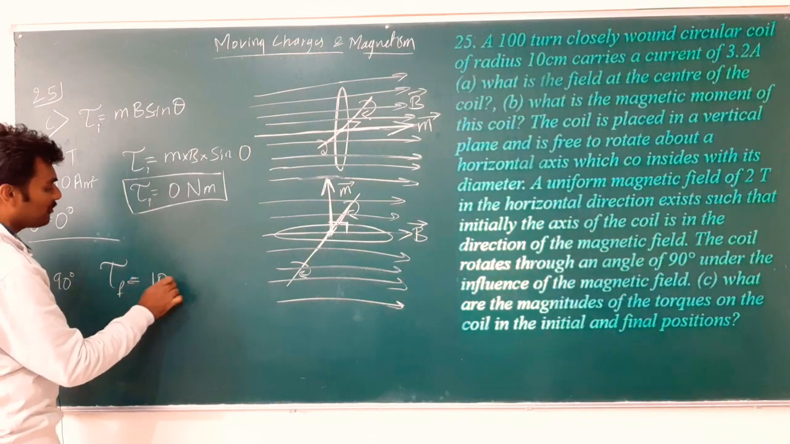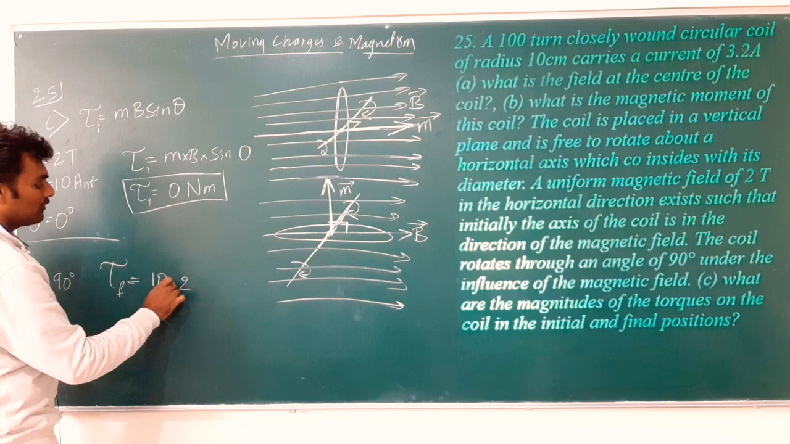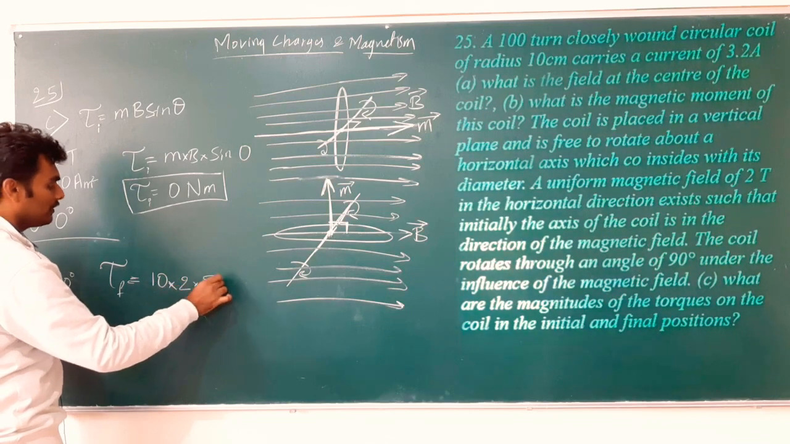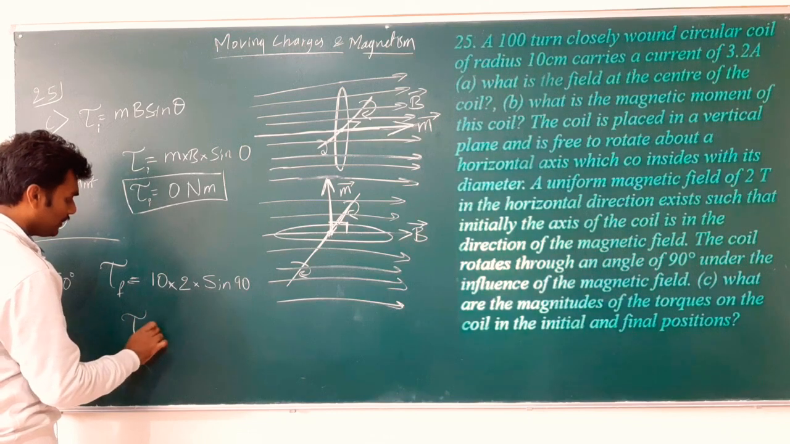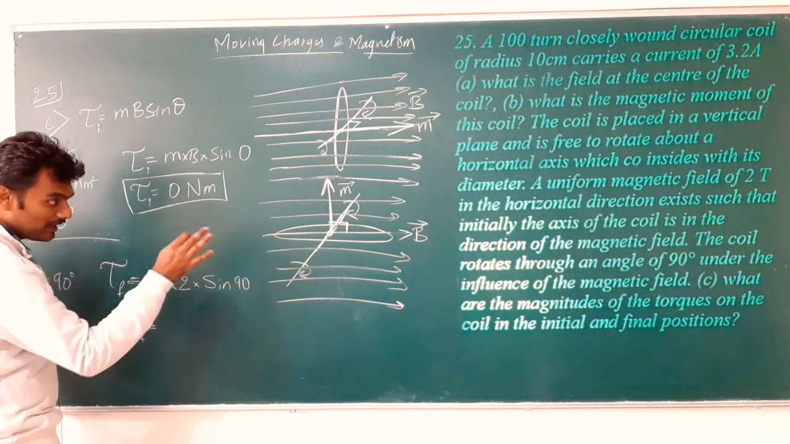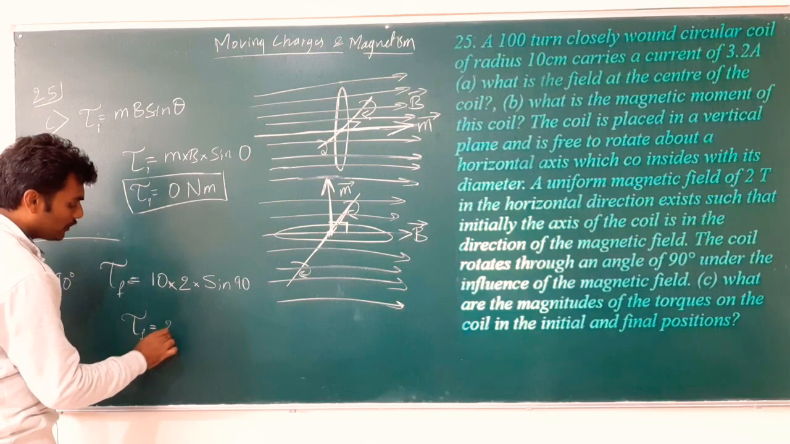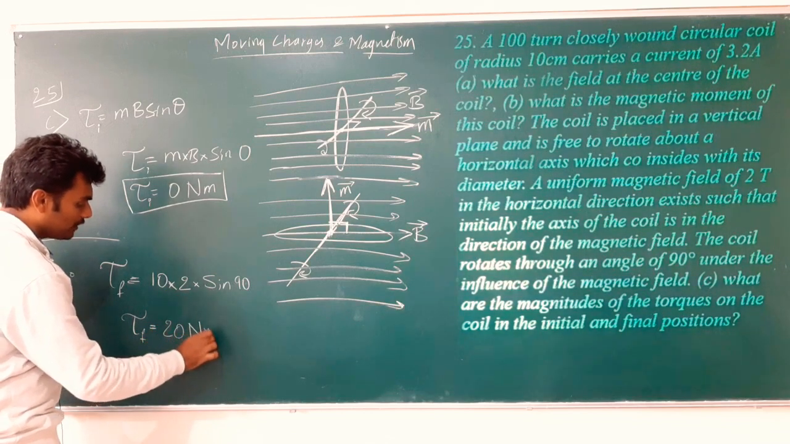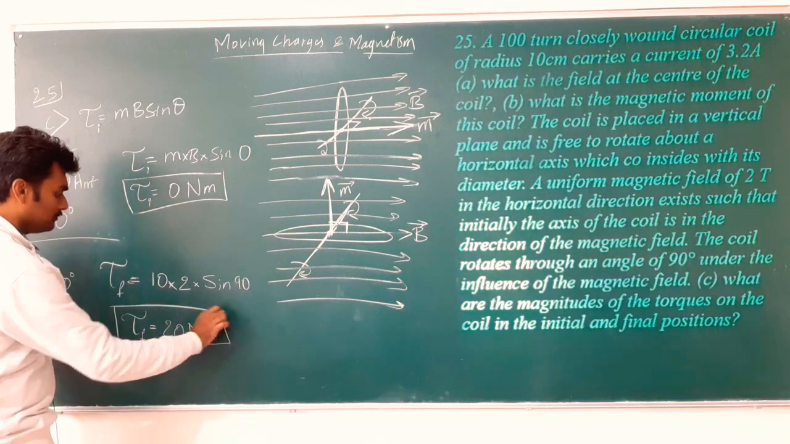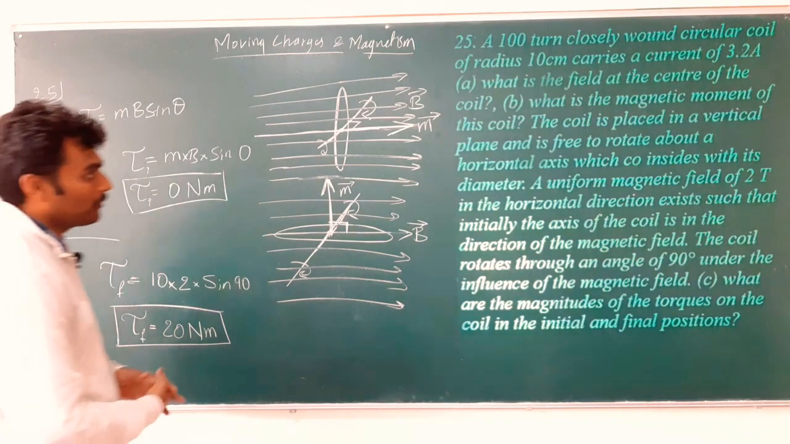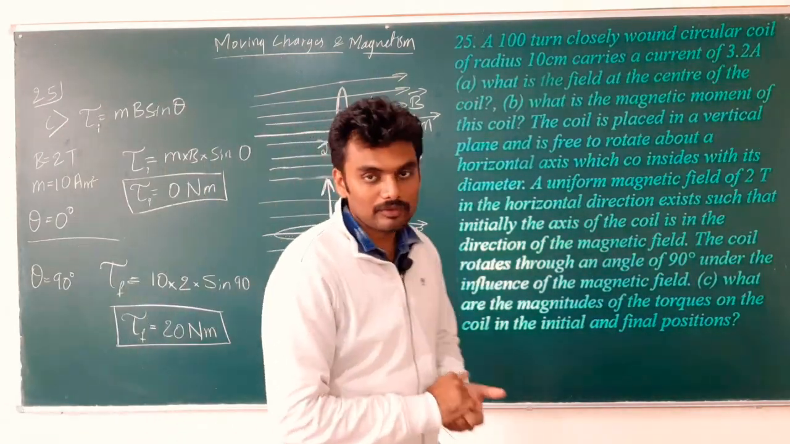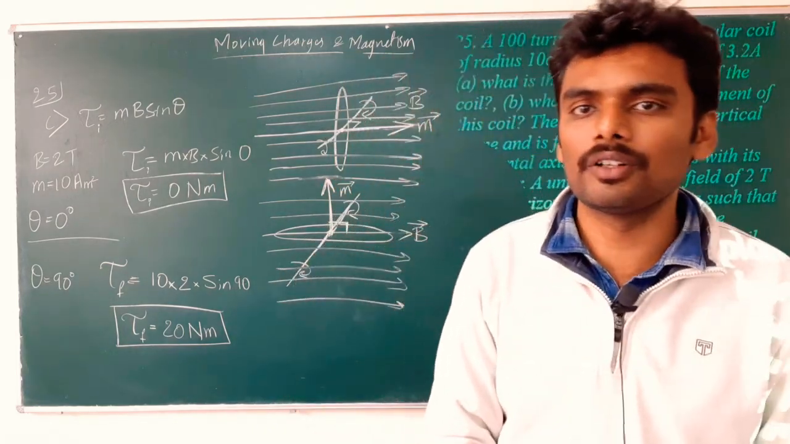M is 10 ampere meter squared, magnetic field is 2 Tesla, sine 90 is 1. So the final torque experienced by the conductor is 20 Newton meter. This is the final torque experienced by the conductor, right?